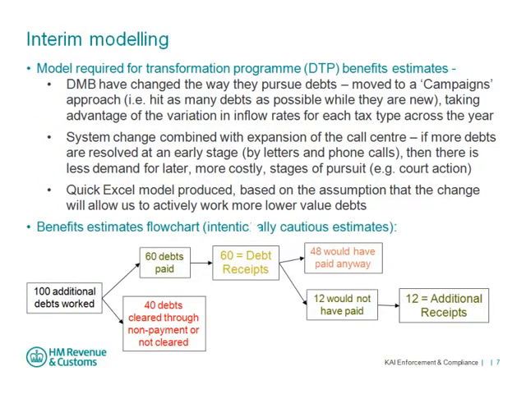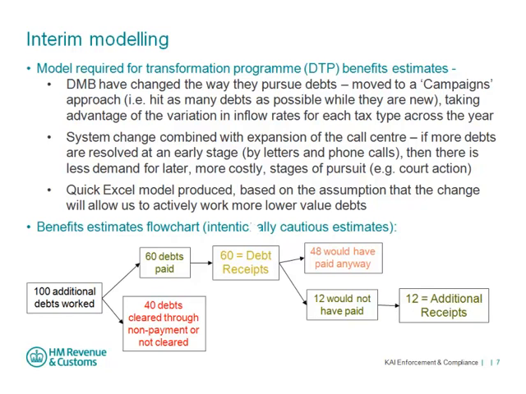So moving on now to some interim modelling. This was particularly required for a thing called the Departmental Transformation Programme. Essentially what this meant for DMB was changing the way they pursue debts. So moving away from the historic picture of the active, high value and the passive, low value I was talking about earlier, moving to a more campaigns approach. The theory here is to hit as many debts as possible while they're quite new. And the idea of doing that is two things.